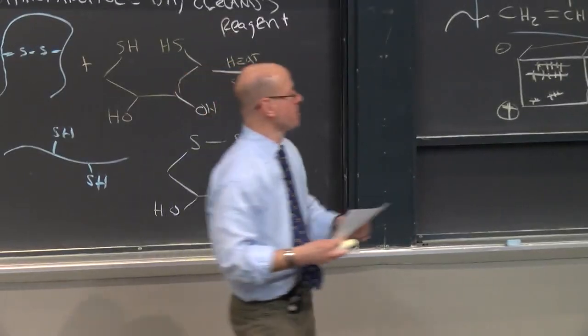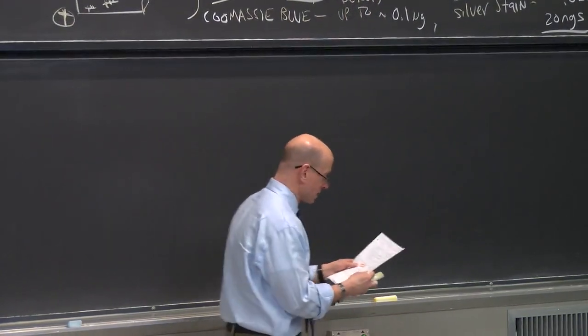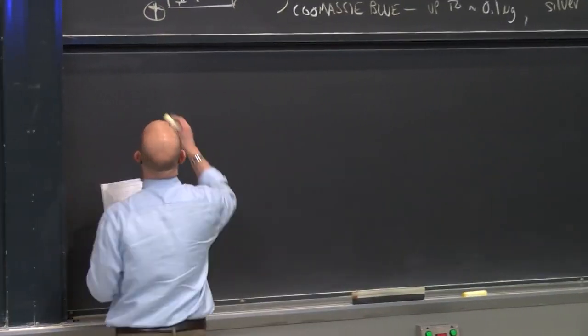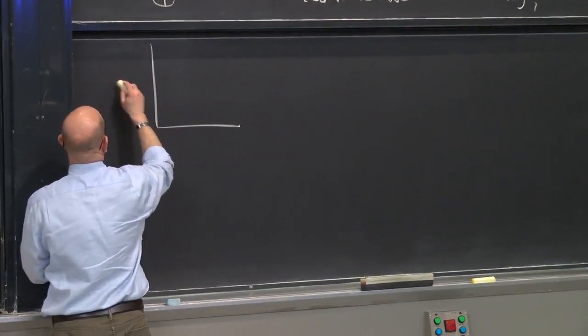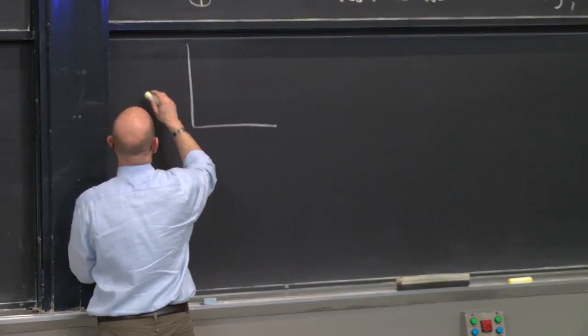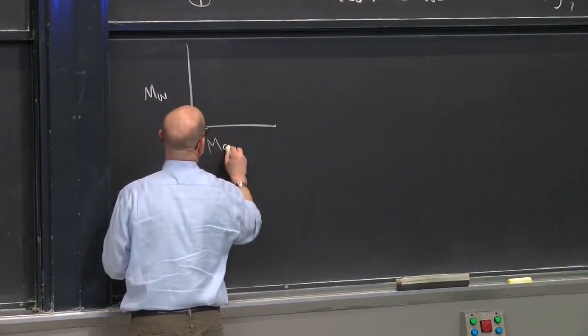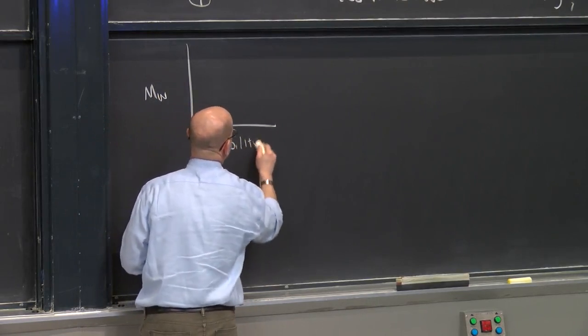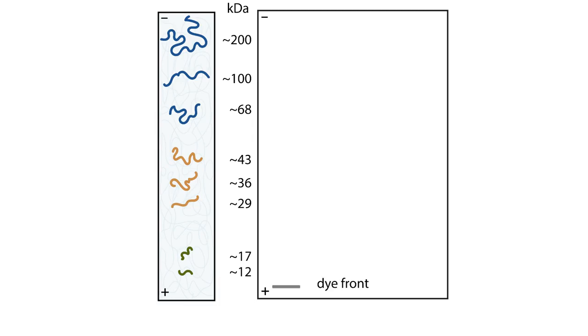One last point I want to make before we're done with SDS page gel and can move on to other things, and that's how I can estimate molecular weight. Okay? So if I plot the molecular weight, and here I'm going to plot the mobility, or RF. This is the top of the well. This is where our marker dye ended up. And our proteins moved a certain distance down here.